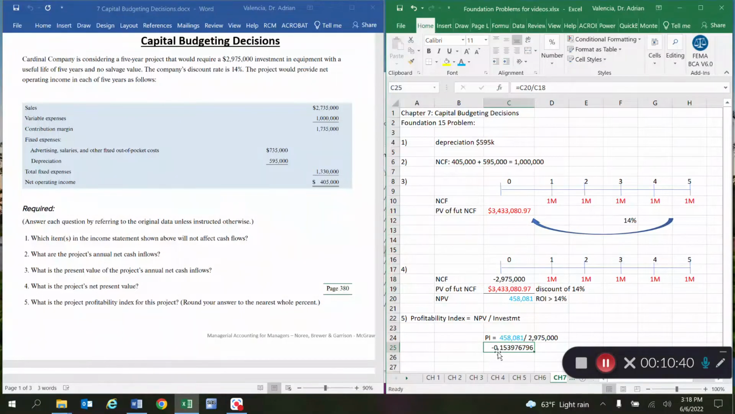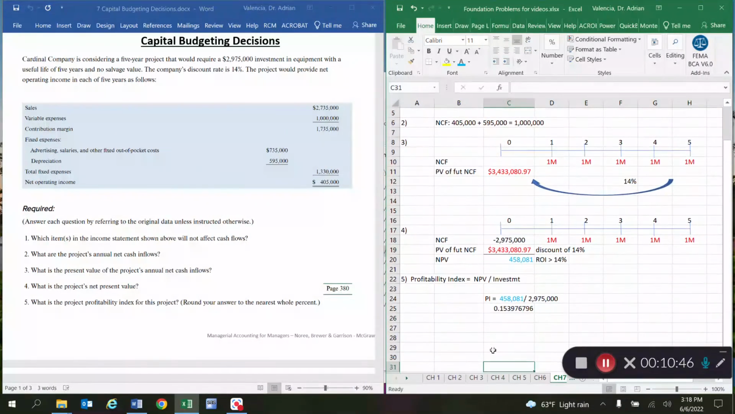And this should not be noted as a negative, so let me just put a negative here. It's just a positive number here because our NPV was positive. But since the investment we illustrated as a negative, that's why it came out that way. But technically, we would say here that the profitability index is 0.15.